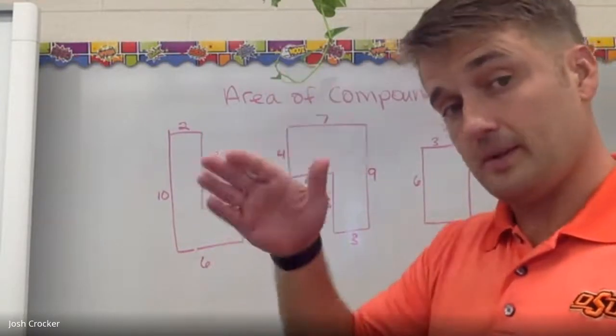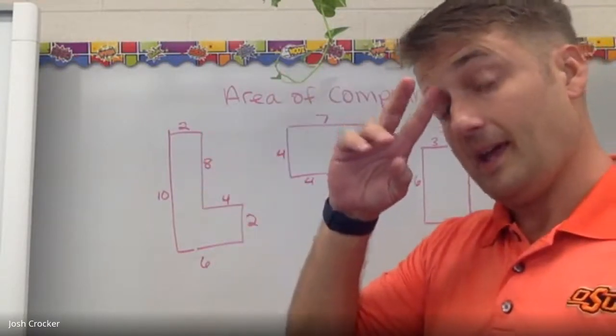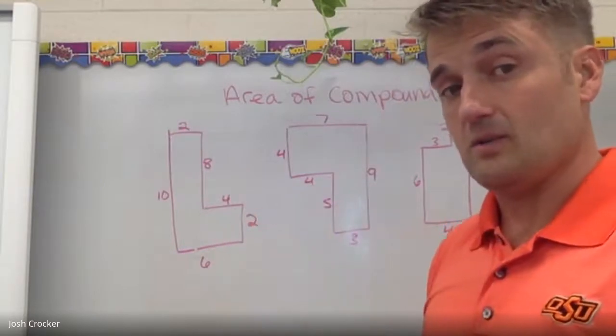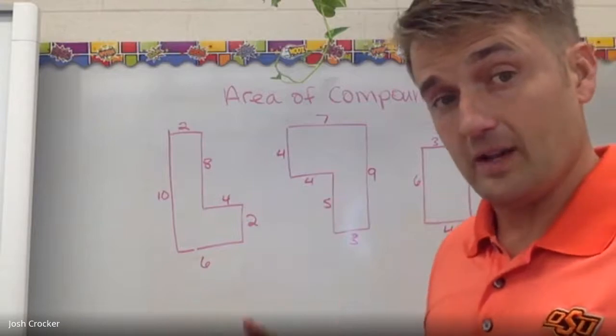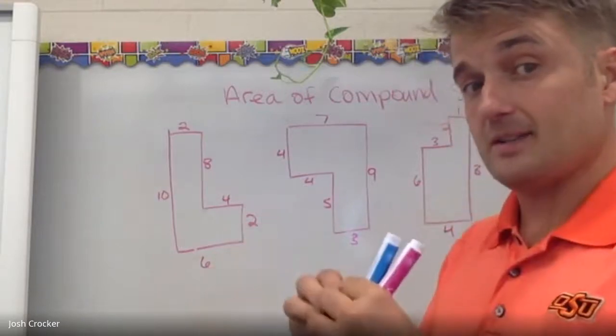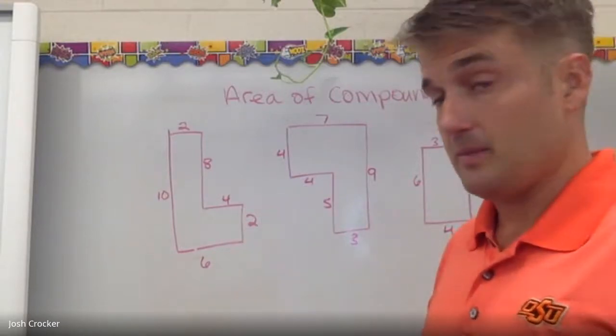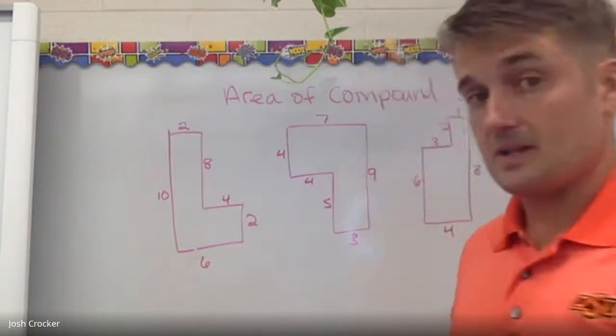Chop it into two rectangles, and then it's real easy to just do length times width, get the area of one, length times width, get the area of the other, and put those two areas together. That's the area of a compound shape. Okay, so let's jump into this first example.